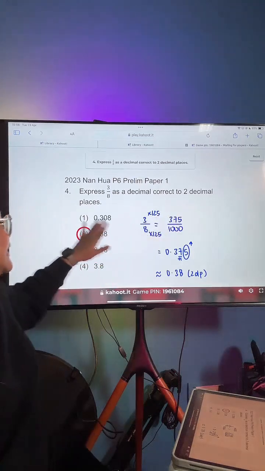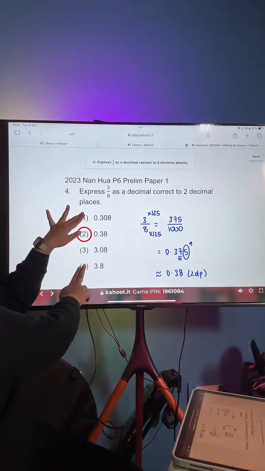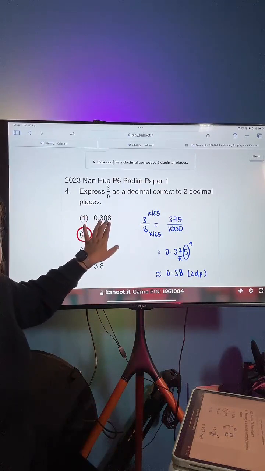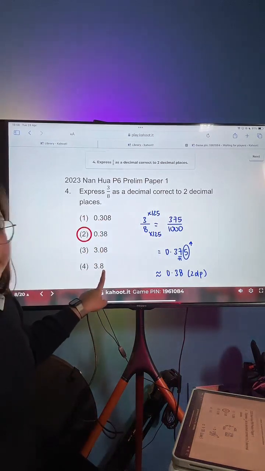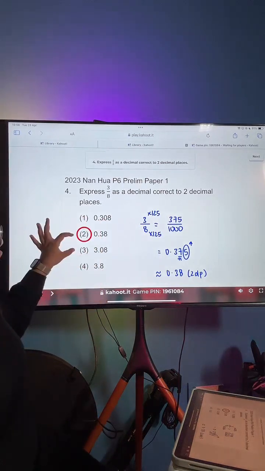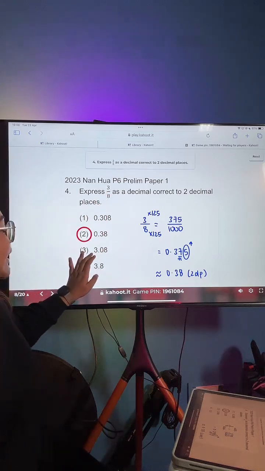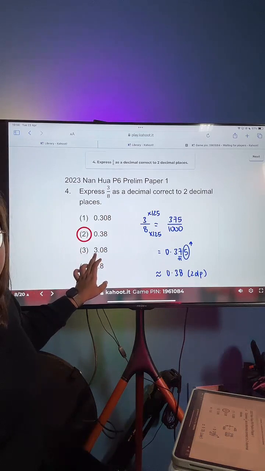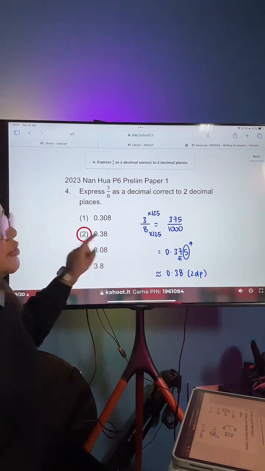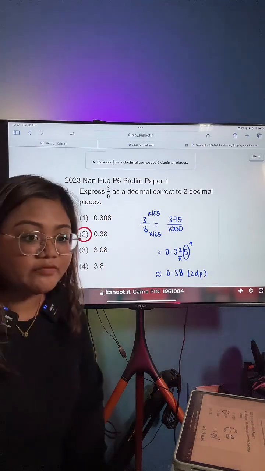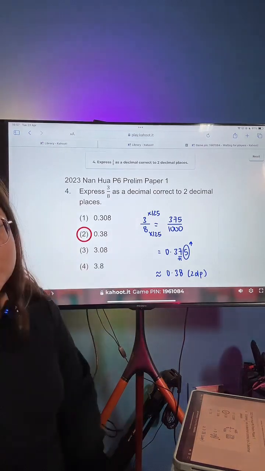2 decimal places. Option 1, option 4 is out. This is 3 places, I don't want it. This is 1 decimal place, I don't want it as well. Out of these 2, 3 out of 8 is less than 1 whole. So it cannot be more than 1 whole, which is 3 wholes here. Hence, option 2 is the correct answer. By process of elimination, you should also get option 2.